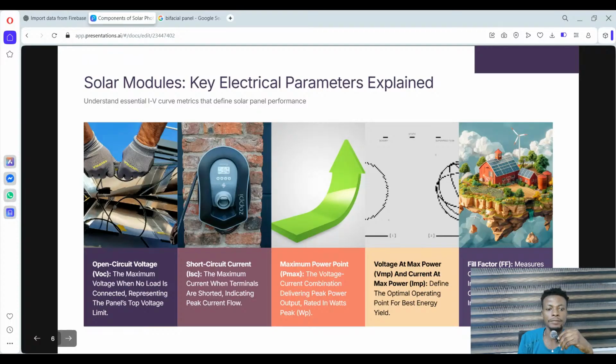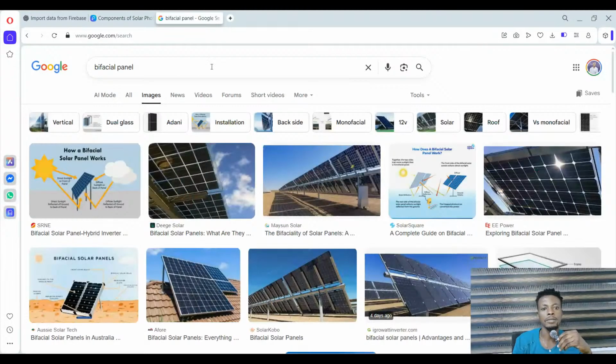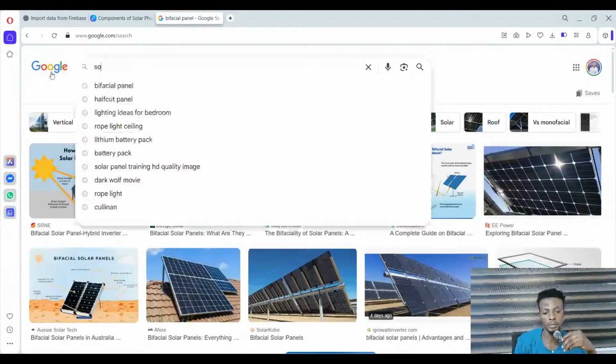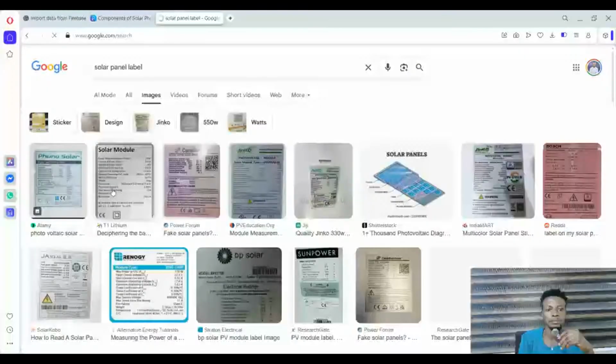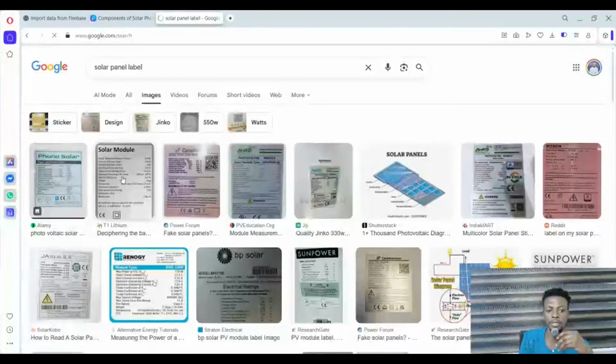So yeah, you have the open circuit voltage, and this is the maximum voltage. No, we're talking about the panel now. If you check the back of your panel, you're going to see a white label. On the solar panel label you're going to see some parameters written, some terms, and you wonder, what do they mean?